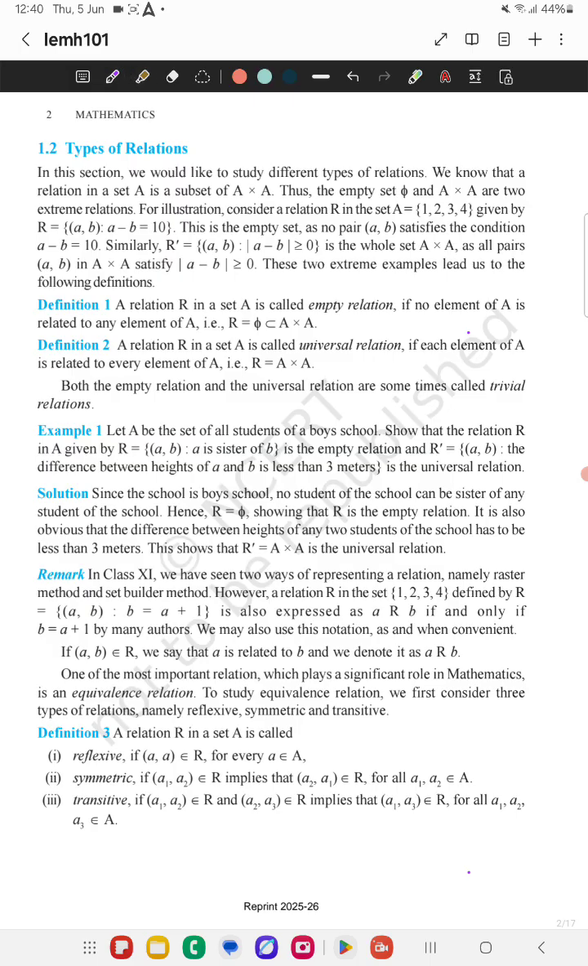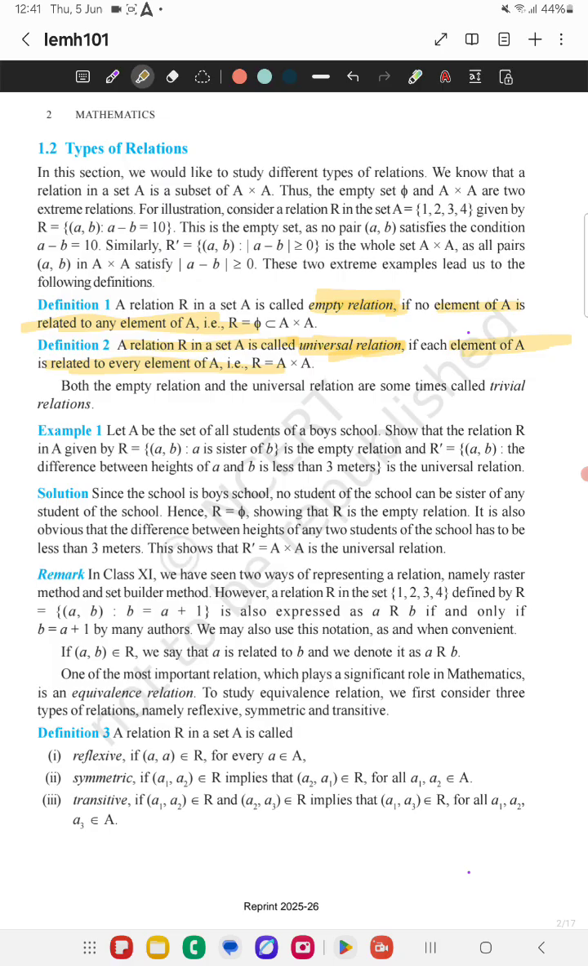You can consider these two extreme examples led us to the following definitions. First is the empty relation and another is the universal relation. What is an empty relation? A relation R in a set A is called an empty relation if no element of A is related to any element of A. That is, no elements of the ordered pair are related to each other. And the relation R in set A is said to be the universal relation if each element of A is related to every element of A. That is, R is equal to A cross A.